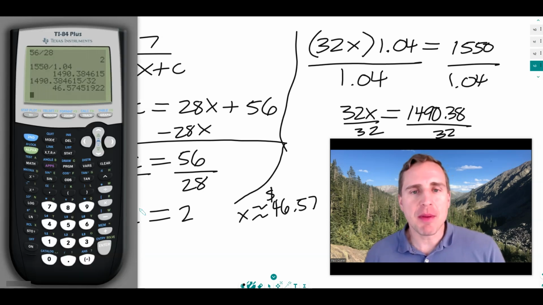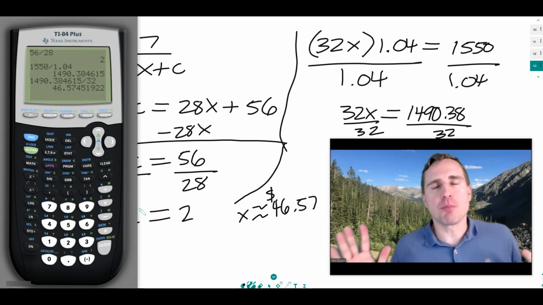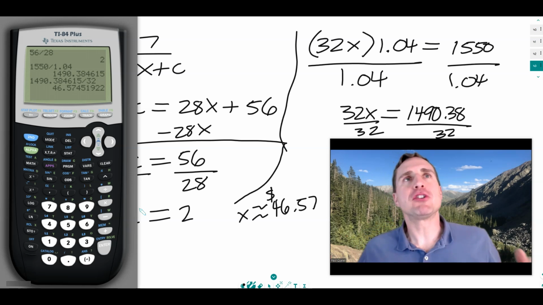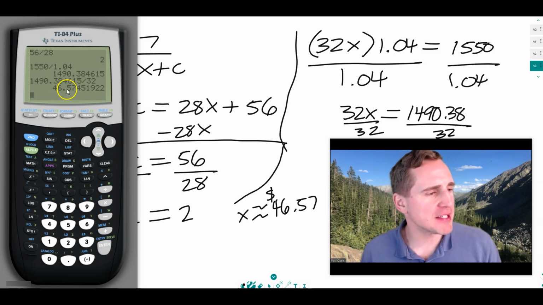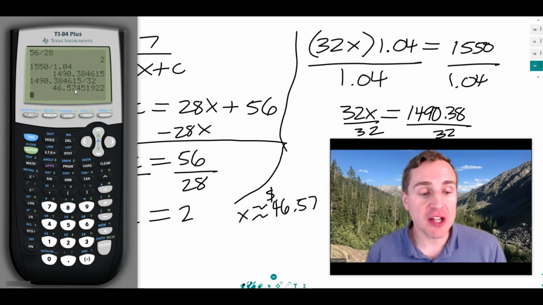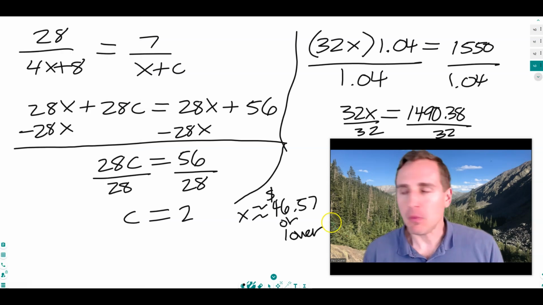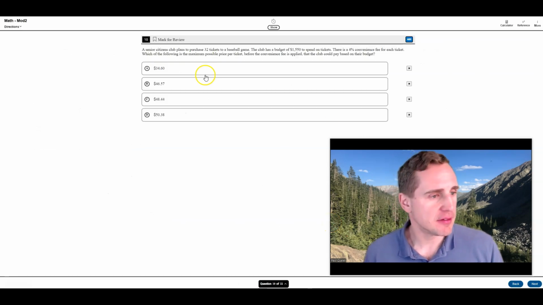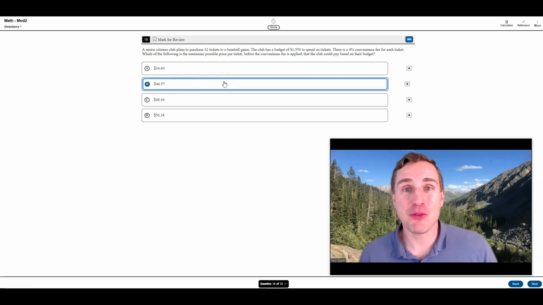Now think about this, ladies and gentlemen. We do need to round down. Why rounding down? Because we want to make sure we're within budget. We don't want to go over budget. So we don't want to round to $46.58. I think it should be $46.57 or lower. Okay, so let's check the choices. $46.57. So that's B. So I believe we have the correct answer.